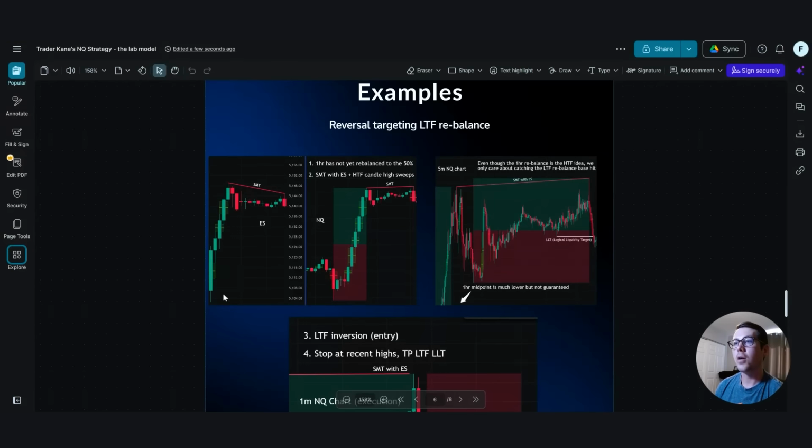So here's your 1 hour chart. We have NQ with this big range right here that is not rebalanced. You expect price to come back, and so we're looking for shorts. In this case, NQ swept the previous 4 hour high, a 4 hour reversal, and then on the 5 minute, you can see here we had the SMT. We have that logical liquidity target for a rebalance of this recent leg. Even though the 1 hour midpoint is much further, he's just going for that simple base hit because the 1 hour midpoint is not guaranteed on this specific session.